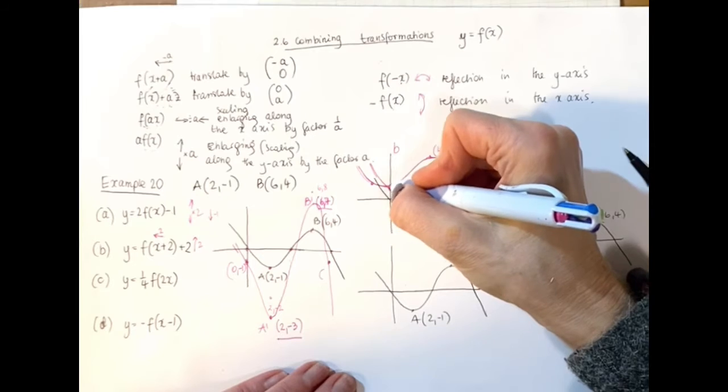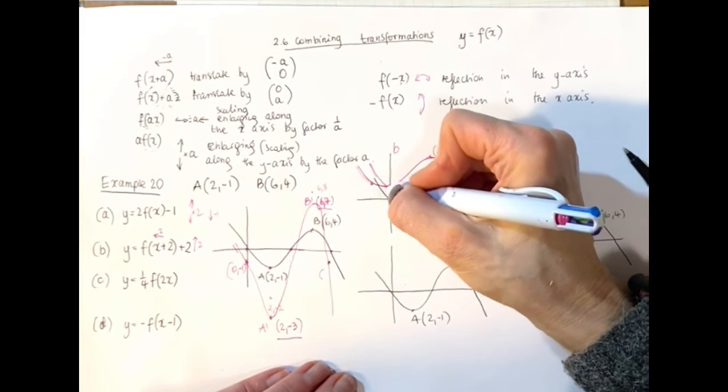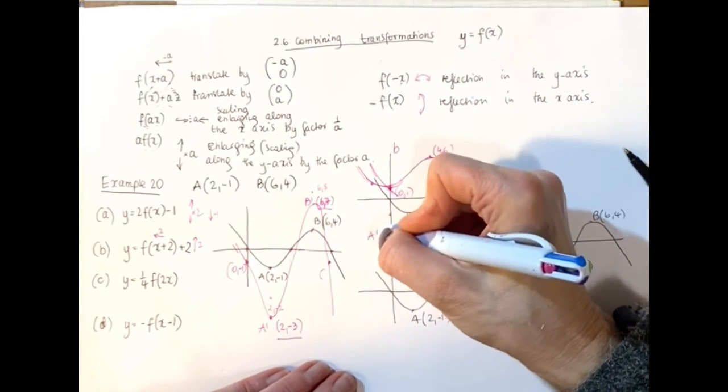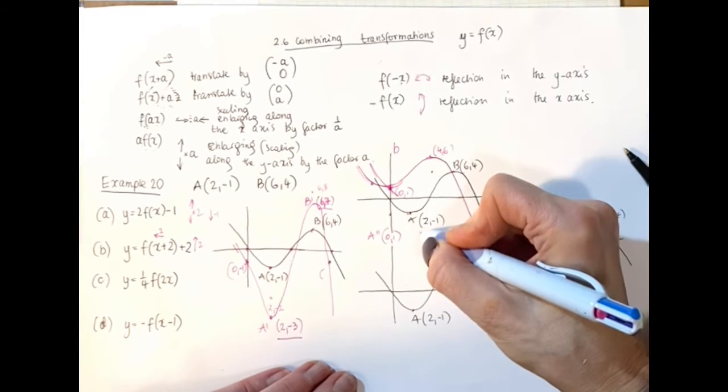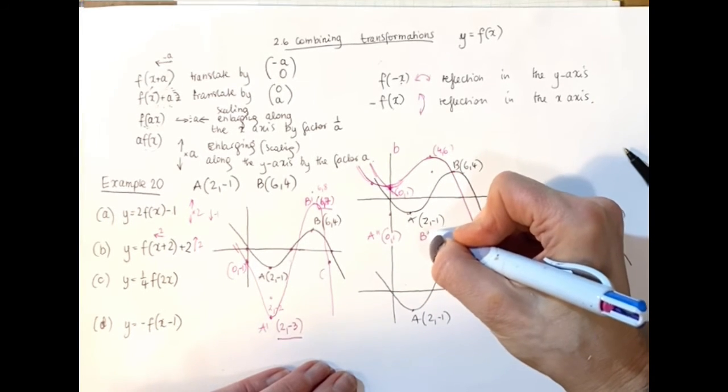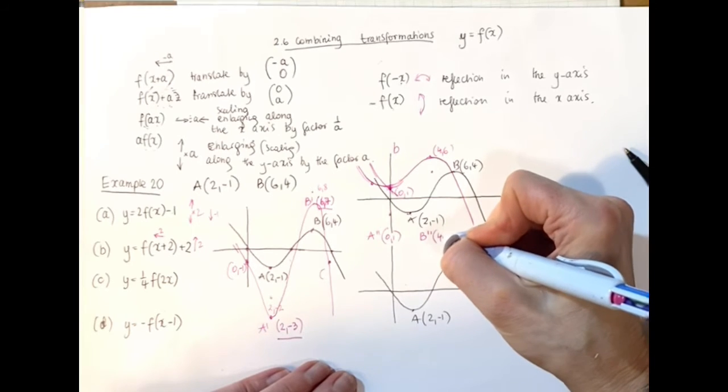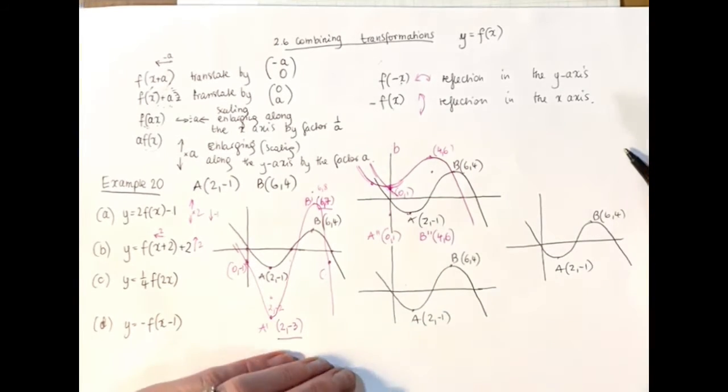So this point here was the minimum A. So this is A double dash goes to 0, 1, and B double dash goes to 4, 6.